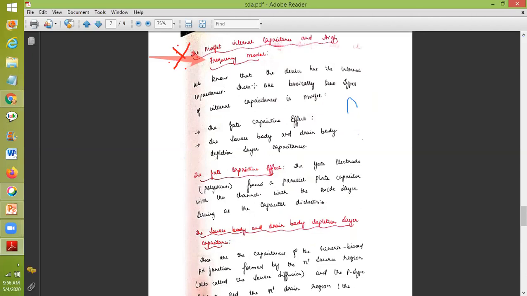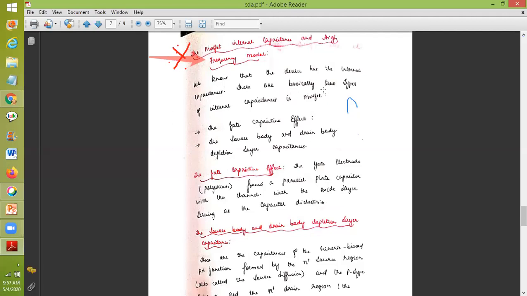Understood? So what happens usually is that all devices have internal capacitance. Whether you take a BJT or a MOSFET, it will have internal capacitance. How does the internal capacitance occur? During manufacturing, during construction, or during fabrication itself, there exists internal capacitance. So please underline this. There are basically two types of internal capacitance in MOSFET.